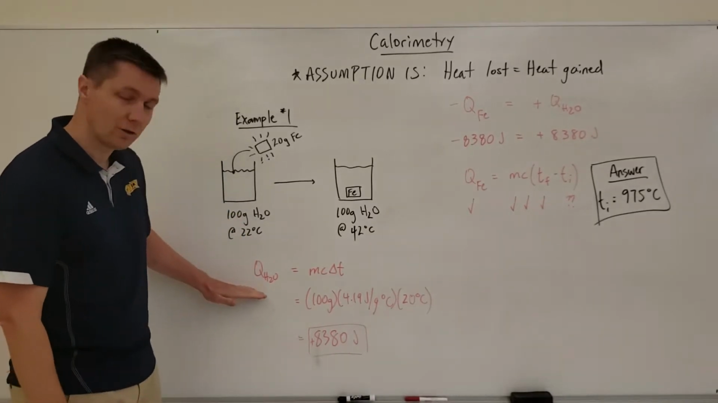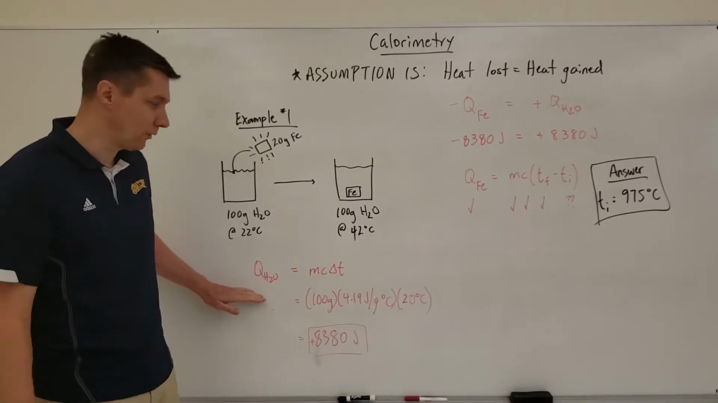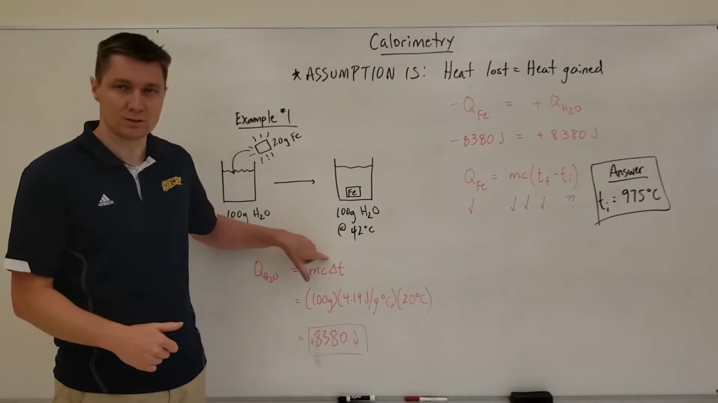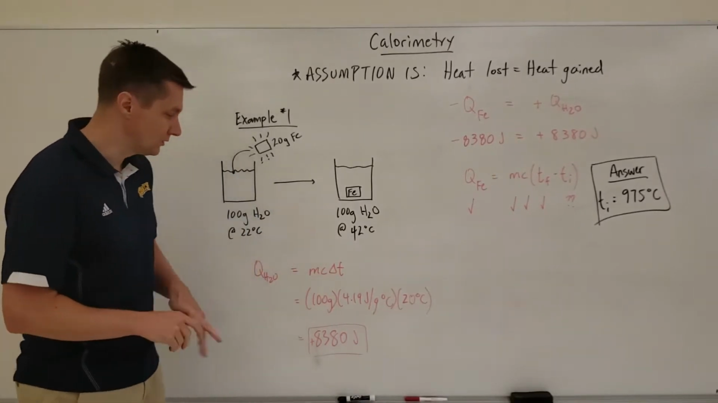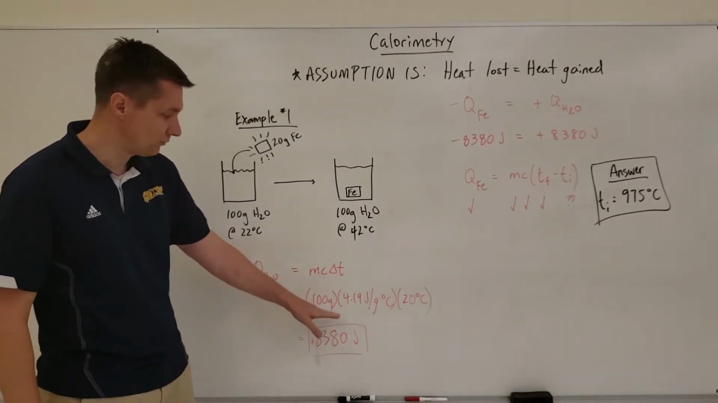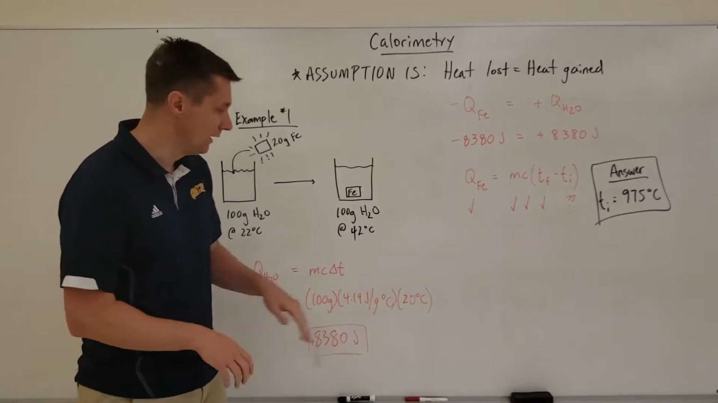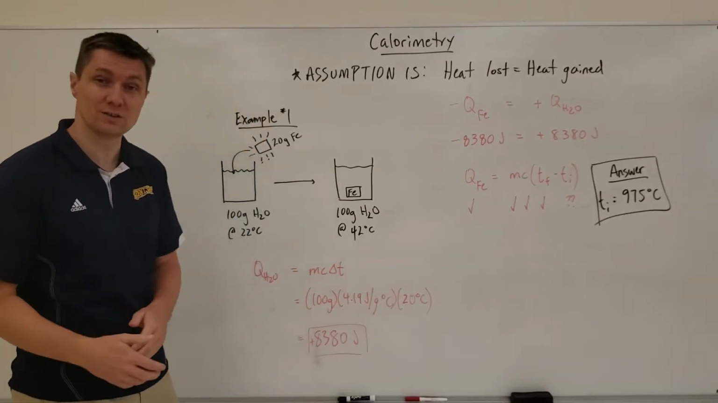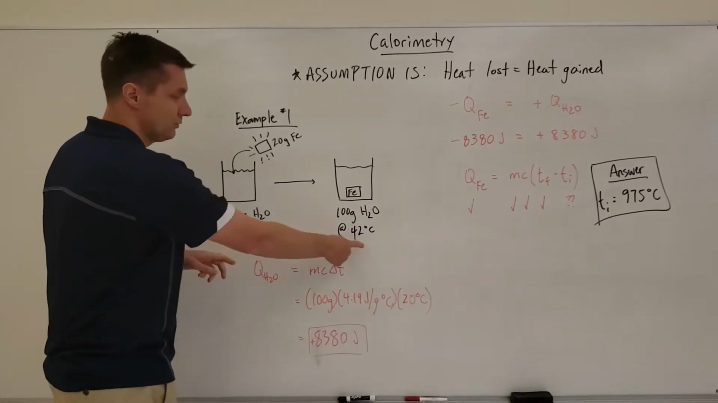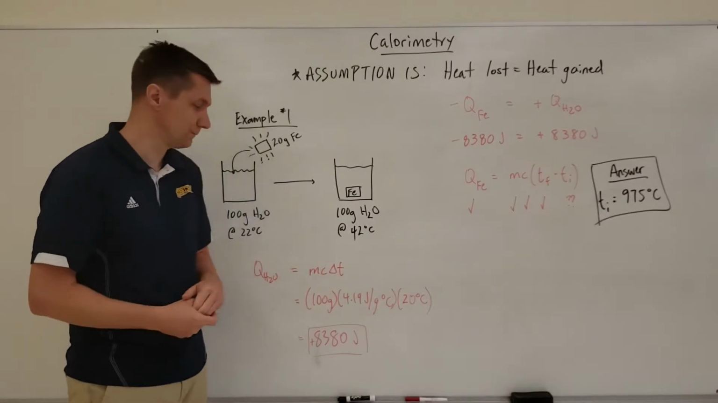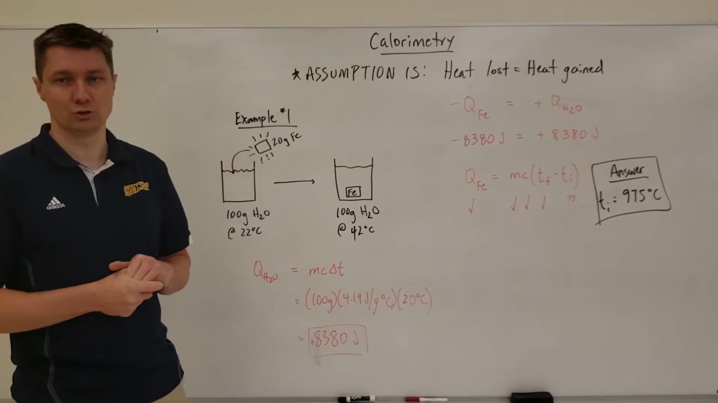So if I am calculating the heat of the water, or the amount of heat that was absorbed by the water, I must use the mass of the water, the specific heat capacity of the water, and the temperature change of the water. And so you can see I plugged those numbers in. 100 grams of water, 4.19 joules per gram degree Celsius is the specific heat capacity of water. And then the temperature change was a positive 20 degrees Celsius. When we went from 22 up to 42, that was an increase of 20 degrees.